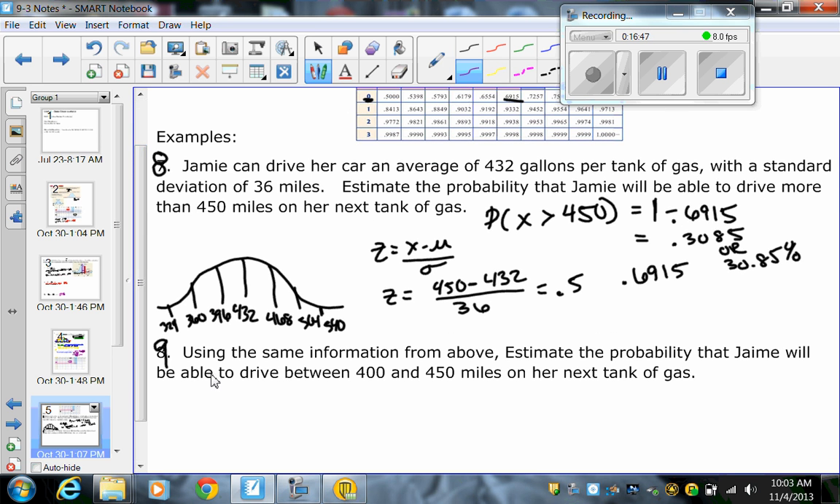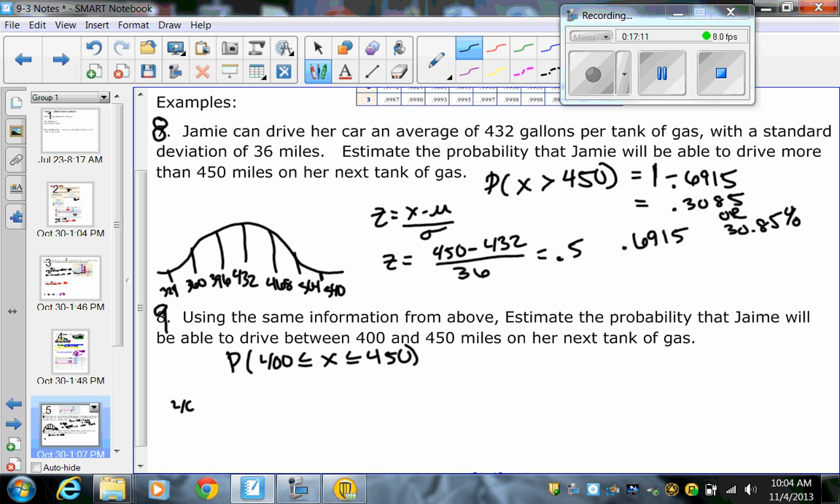Example 9 says, using the same information as above, estimate the probability that Jamie will be able to drive between 400 and 450. So if I look at my curve, neither number is there, so that tells me I need to do a z-score for both of these numbers. So we're finding the probability that 400 is less than or equal to x is less than or equal to 450 because it's a between statement.